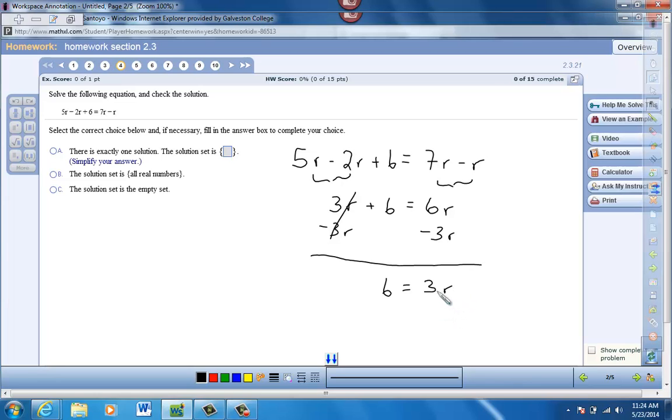Our goal is to turn this into a 1, so we need to somehow turn this 3 into a 1. We do our division property, divide by 3, divide by 3, because 3 divided by 3 just gives us r. We get a solution of 2. So again, make sure you check your work.